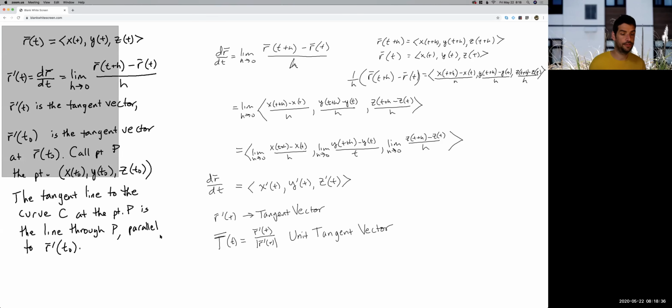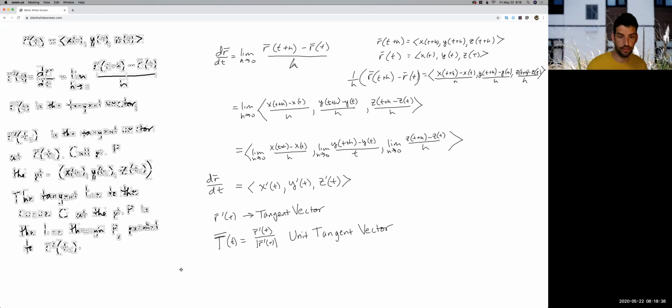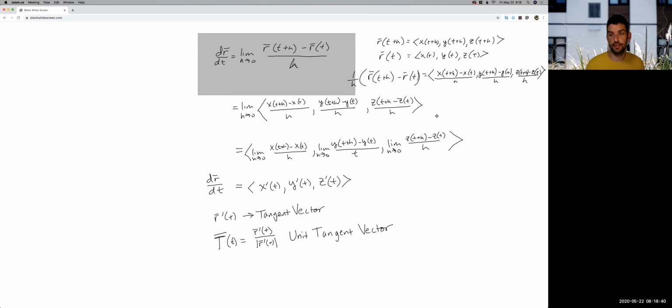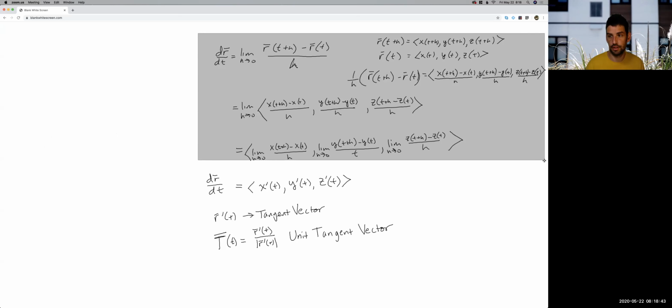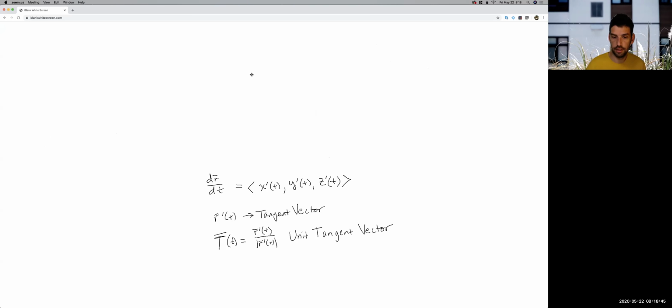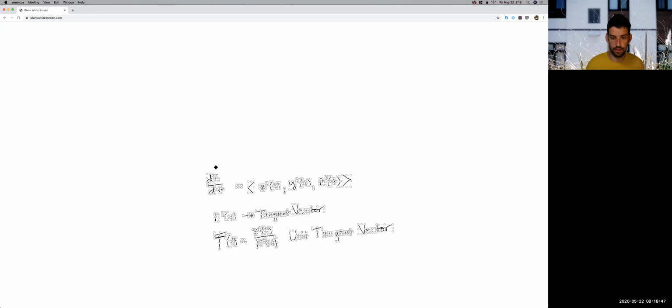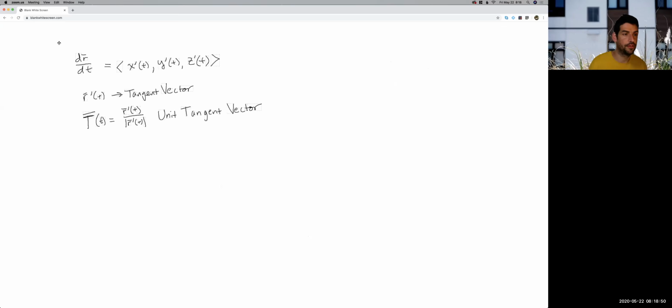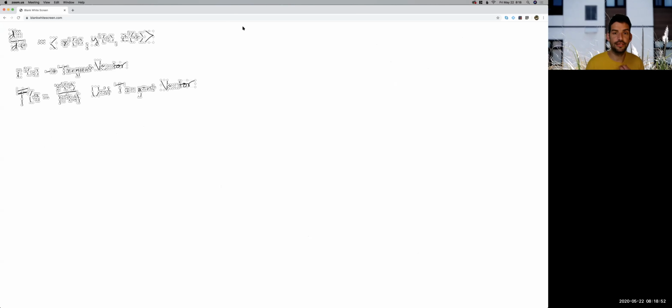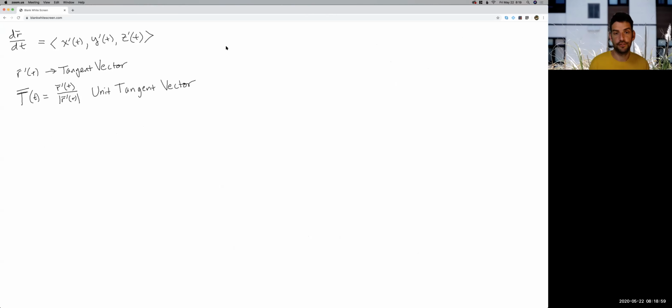Okay, all right, let's do an example. So I'm going to get rid of a bunch of this stuff. We don't need all this. So let's keep this for the moment. All right, so let's take a look at the following function. We've seen this function before. Let's define r of t is equal to t, t squared, t cubed.